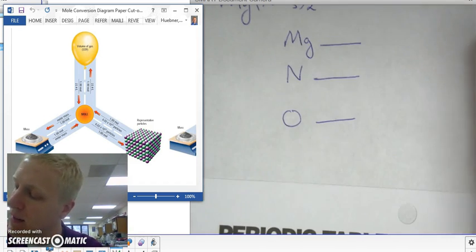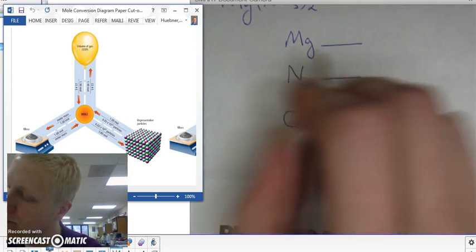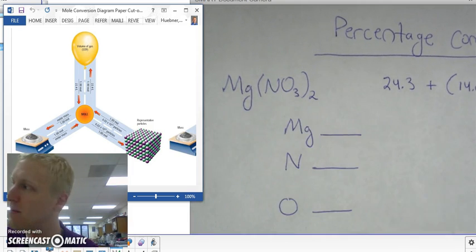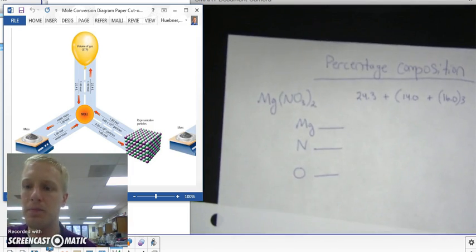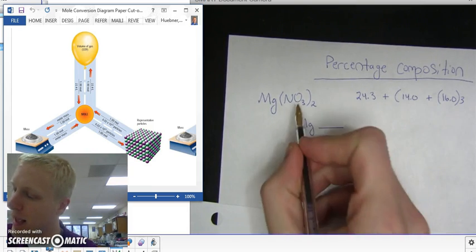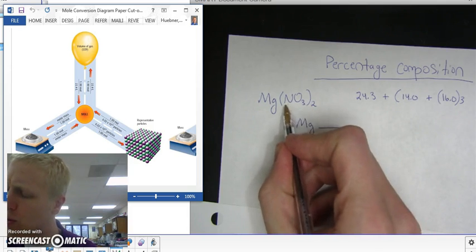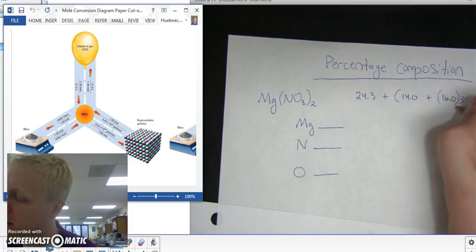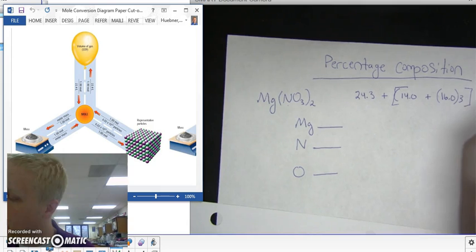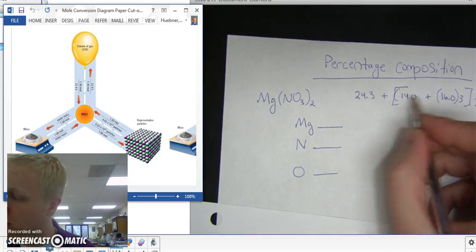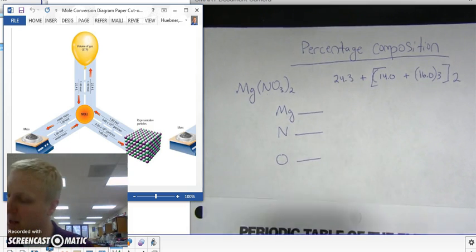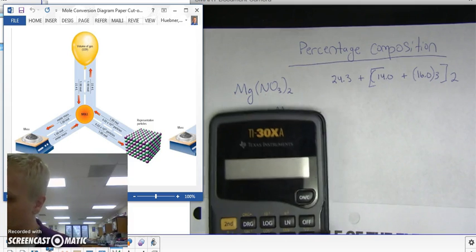I've got 3 oxygens, so I'm going to multiply that by 3. So what I did was I multiplied the mass of the oxygen by 3, and I've got 2 of everything that's inside here. So I'm going to put this in brackets, and I'm going to multiply all of this by 2. In order to do this, you need to have a calculator, which every prepared chemistry student brings.